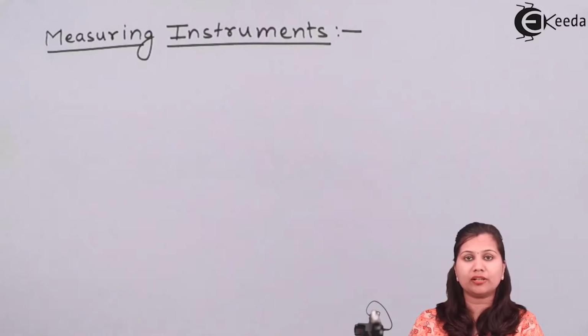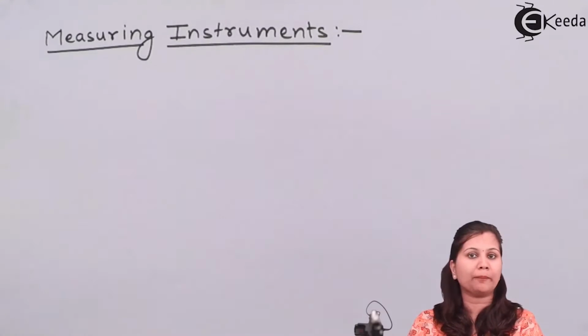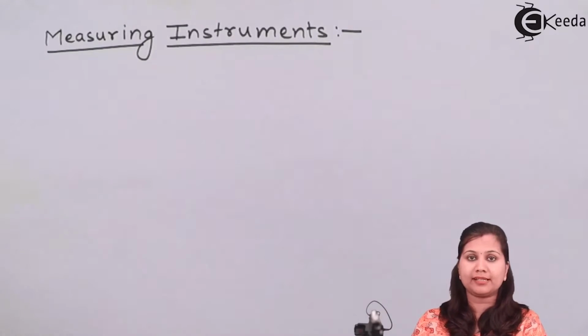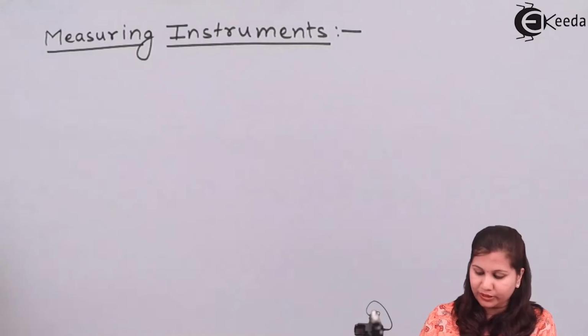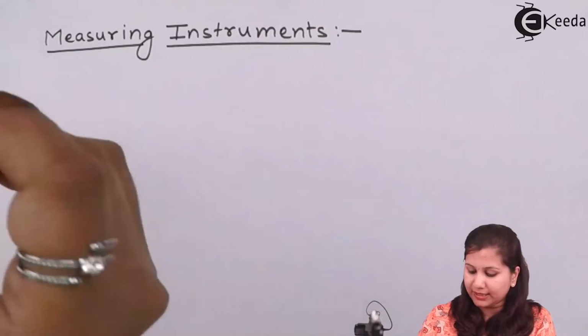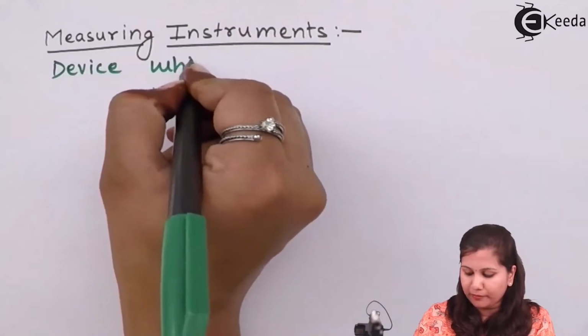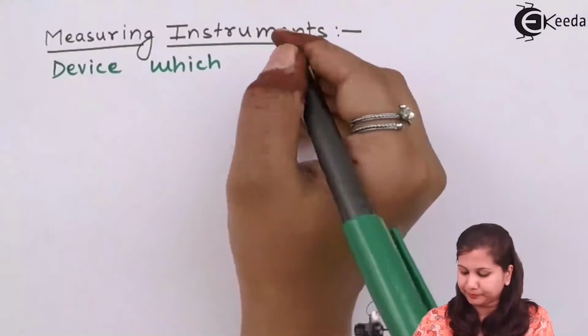In engineering, the measuring instruments are like the ammeter, which is used for measuring the current, and the voltmeter, which is used for measuring the voltage. So measuring instruments are the devices used for the measurement of an unknown quantity like temperature, pressure, level, displacement, voltage, current. So the definition of a measuring instrument is a device which is used for measuring the unknown quantity.